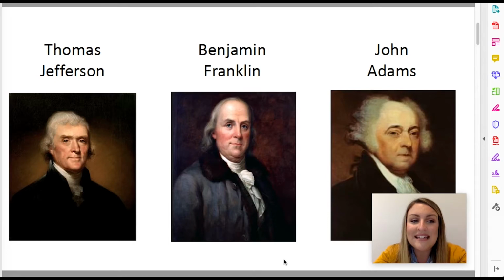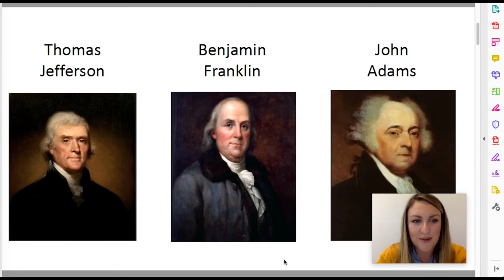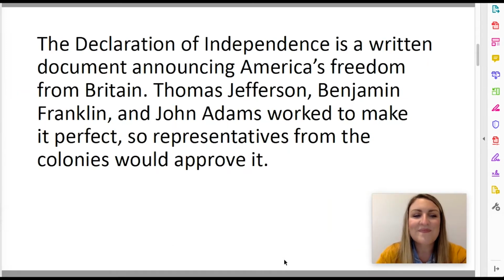Your assignment yesterday was to determine what the Declaration of Independence was. Get your assignment from yesterday out and look at your answer and see if you included some of the same things I included. Ready? The Declaration of Independence is a written document announcing America's freedom from Britain. Thomas Jefferson, Benjamin Franklin, and John Adams wrote to make it perfect, so representatives from the colonies would approve it.